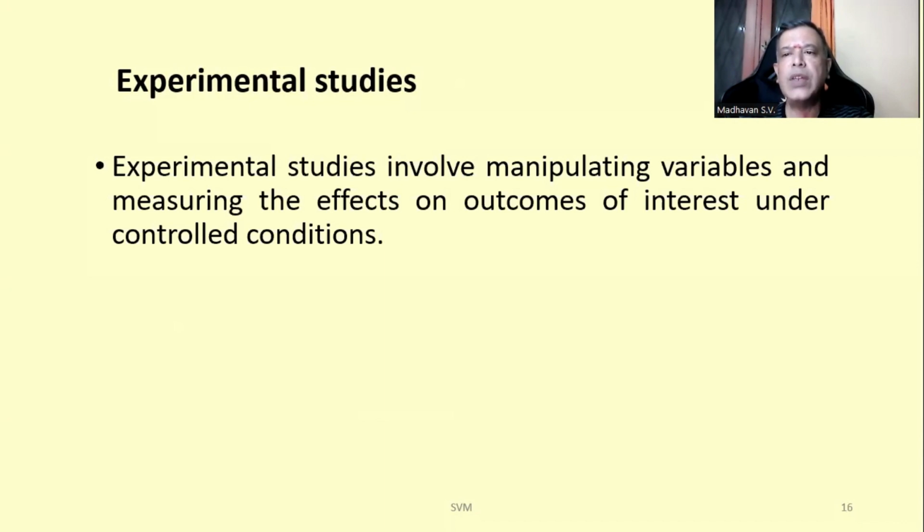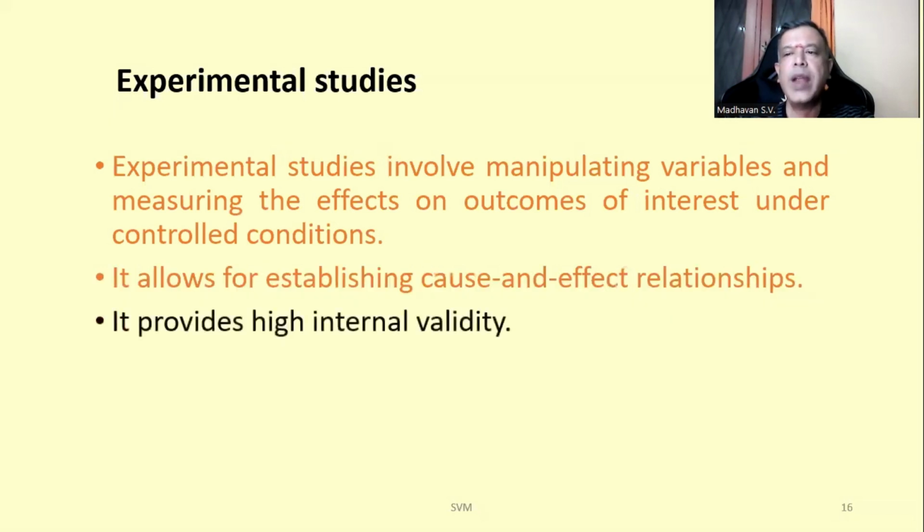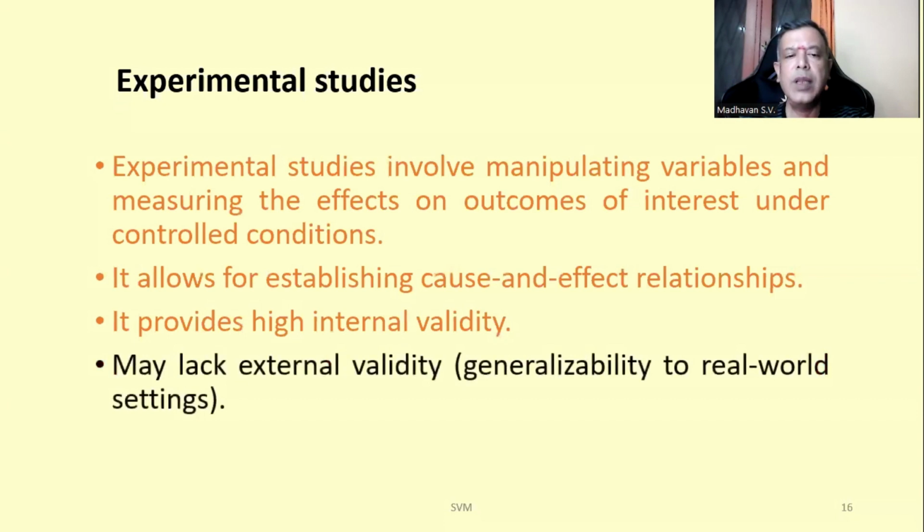Even the example of Boyle's law, which we saw in our variable section topic: if you want to understand the change in the pressure by changing the temperature, you have to keep the volume constant. So there you are manipulating the variables to get your cause and effect results. It allows for establishing a cause and effect relationship. It provides higher internal validity, means you can clearly relate which independent variables are causing an effect on the dependent variable. That is possible, but the drawback is it may lack external validity. It is not that easy to generalize every experiment to real world settings.